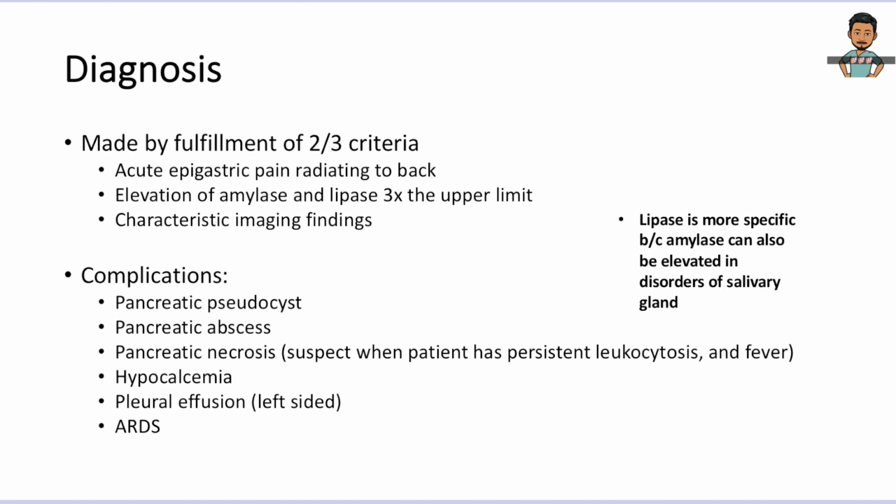Hypocalcemia, we already talked about. Pleural effusion, left-sided, because some enzymes can escape from the pancreas to the left lung base, causing destruction of the pleura and pleural effusion over there. And of course, ARDS, if the lung damage becomes extensive, the patient starts to have trouble breathing, the O2 saturation drops, and that's when you start to think of ARDS as well, and that's tested often as well. So I would remember pancreatic pseudocyst and ARDS.